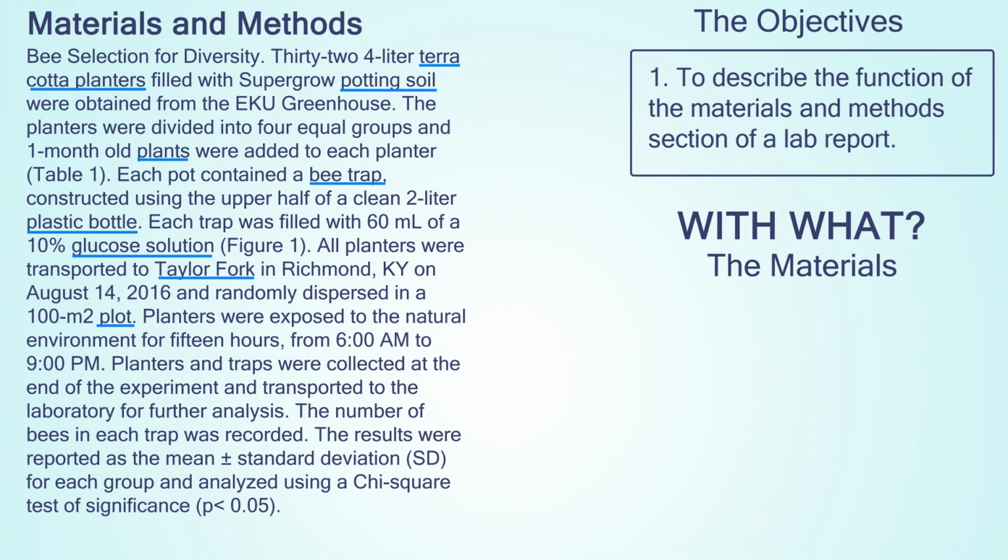There are some materials that are assumed but not mentioned in this section. For example, paper and pencil to record data, a clock to remember when to collect the traps, glassware or weighing instruments to mix and measure the concentration of the glucose solution, a vehicle to transport the planters, or a computer to analyze the data. These items, while necessary, do not have to be specific to perform the experiment. That is, it does not matter which type of pencil you use to record data, simply that the data is recorded.